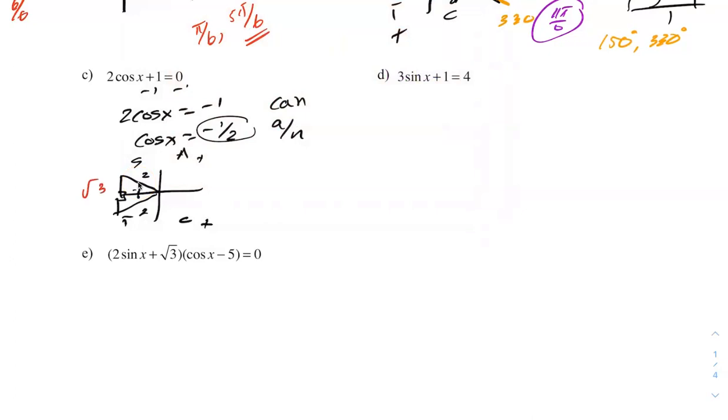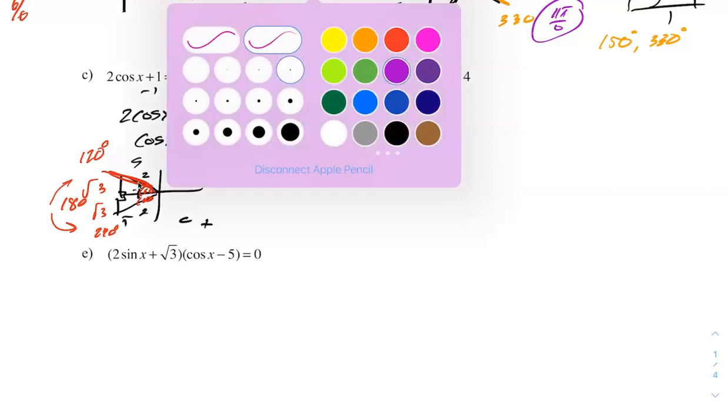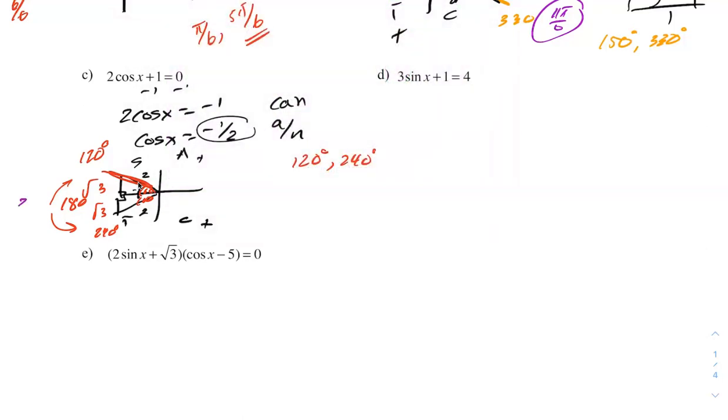It's a 1, rad 3, 2 triangle. So this is 60. That's a 60-degree angle right there. So this would be 180 minus 60. I can go back 60, so 120. And this would be 180 plus 60, so 240. So 120 and 240. If you want to do radians, you just have to know that 60 is pi over 3. So this would be 3 pi over 3. And then one less would be 2 pi over 3. And one more would be 4 pi over 3.